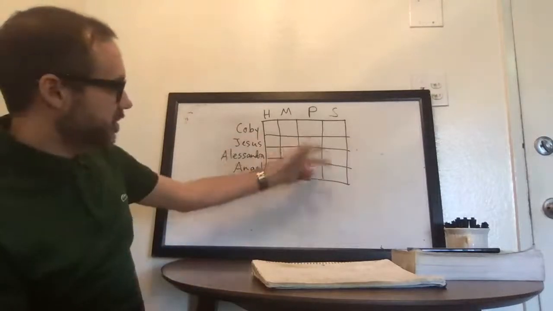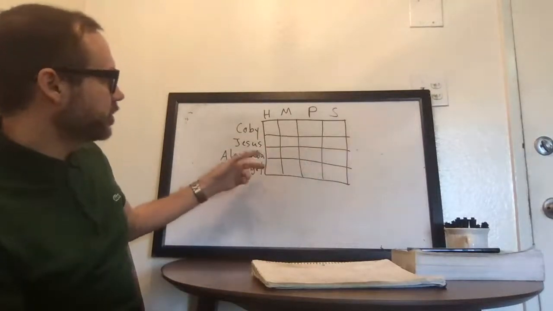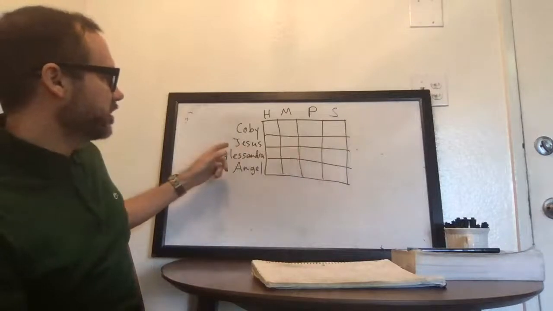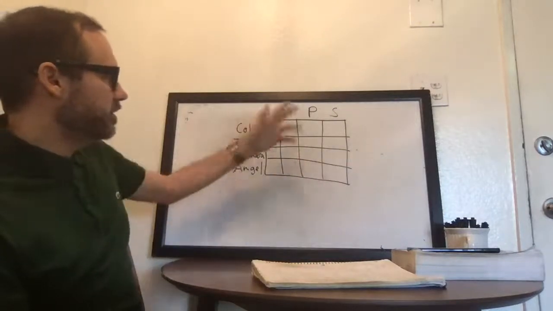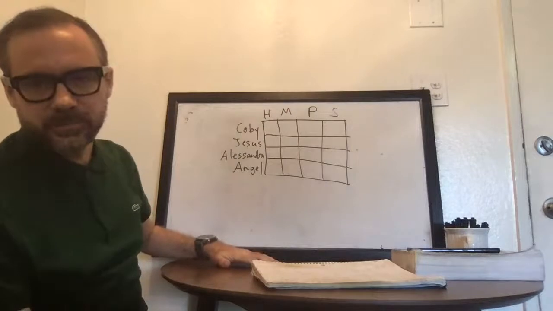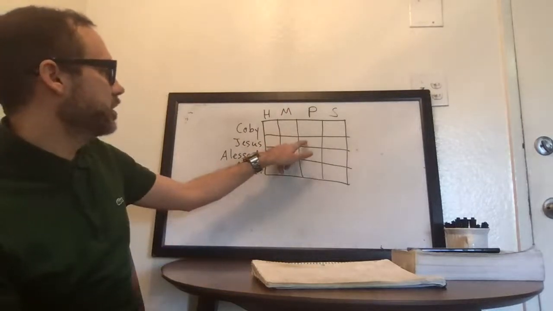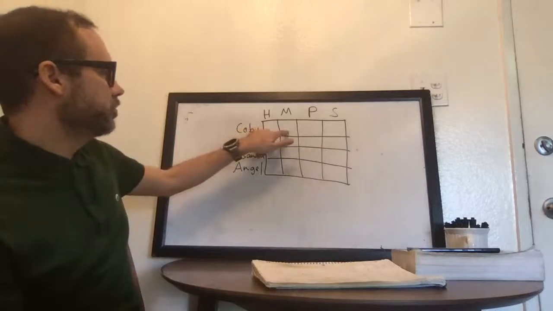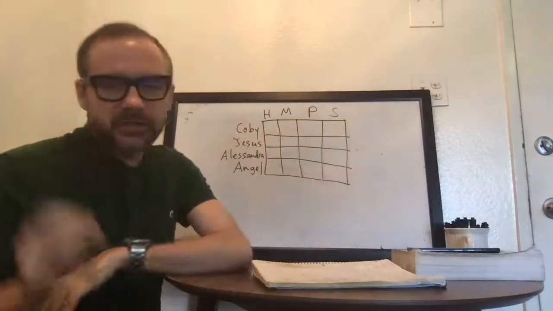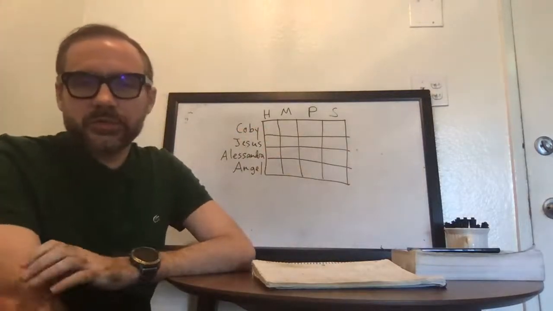If you look at these 16 different boxes, notice that each box connects a name with a pizza topping option. So, for example, this box would be Jesus pepperoni. This box would be Kobe mushroom. Now in those different boxes, what we're going to do is put numbers in.